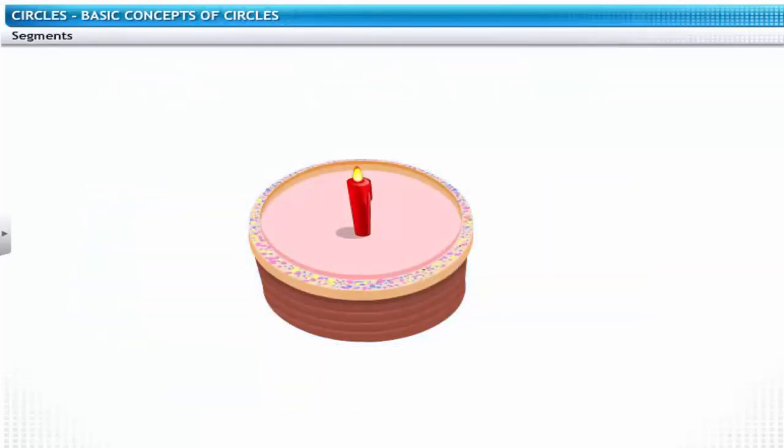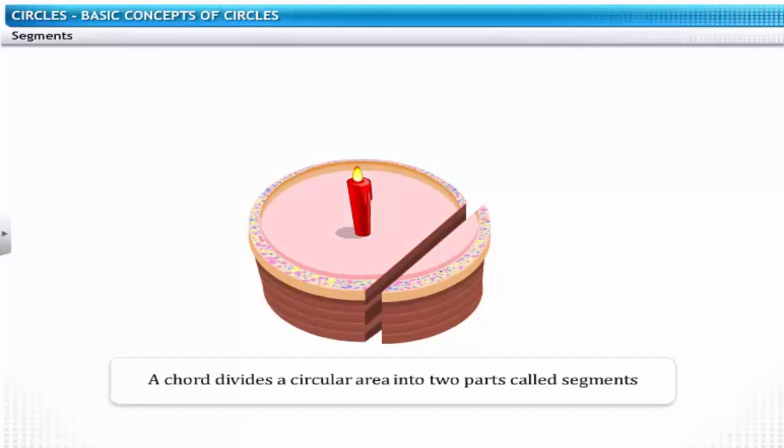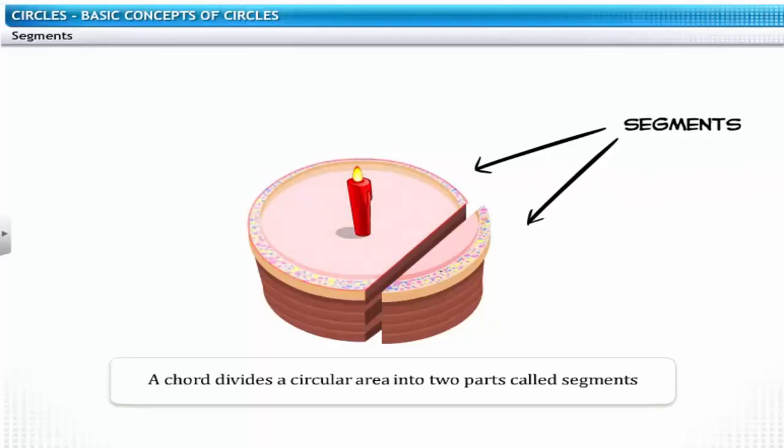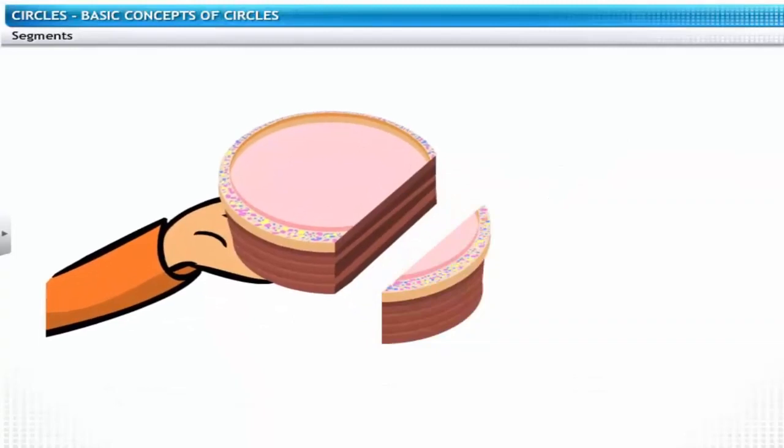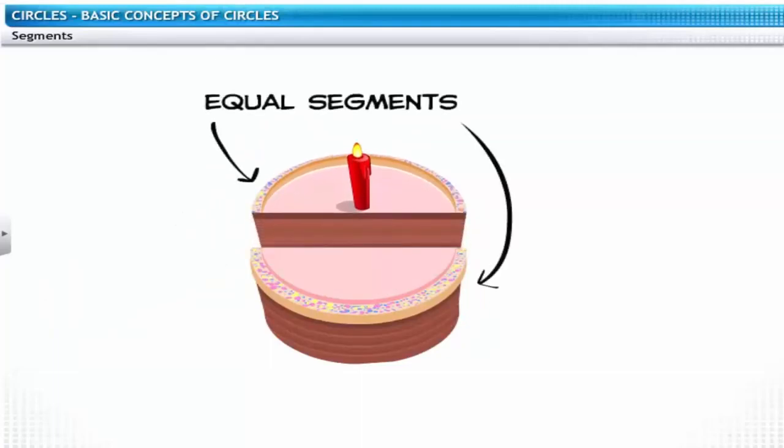How do you cut a cake? Well, one way is to just cut across it, like drawing a chord. Now, which of these two parts would you like to have? A chord divides a circular area into two parts called segments. The larger part is called the major segment. The smaller part is called the minor segment. You would obviously prefer the major segment as your share of the cake. A diameter divides a circle into two equal segments.